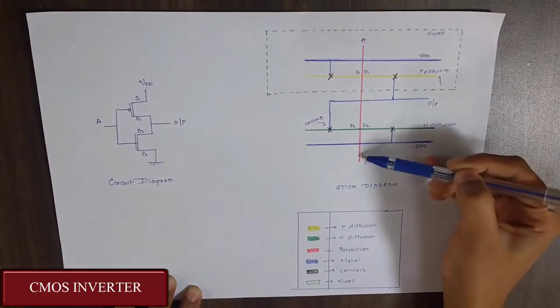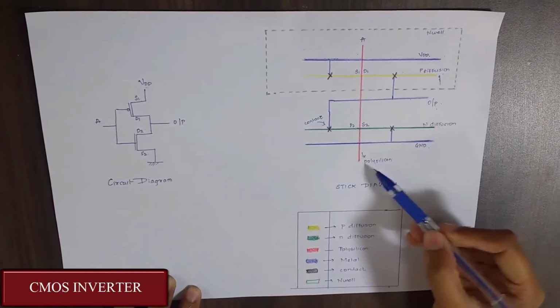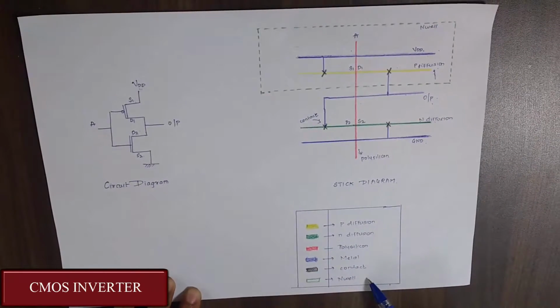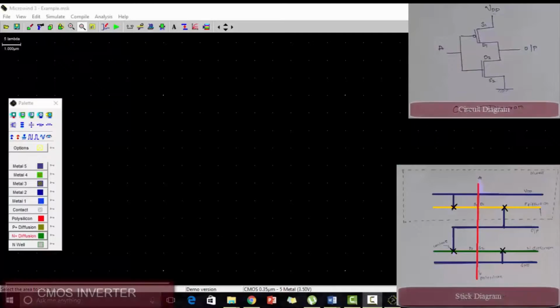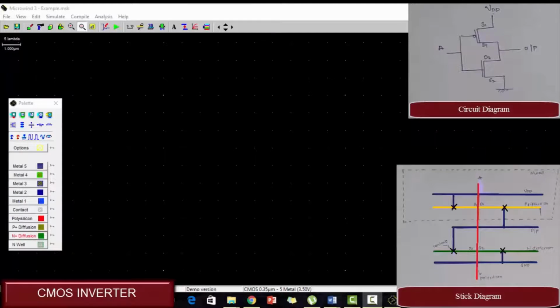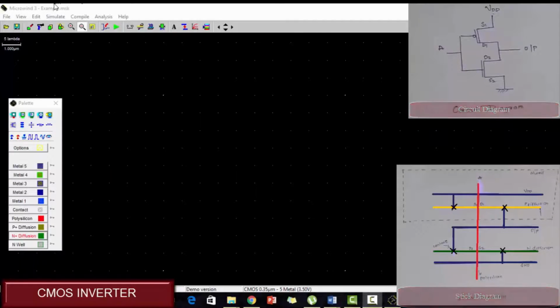And the input is given with the help of polysilicon, which is red. These are the colors which we use to denote the following things. Now, as you have already seen the circuit diagram and the stick diagram, now let's look at its implementation on Microwind. This is how the Microwind window looks like.